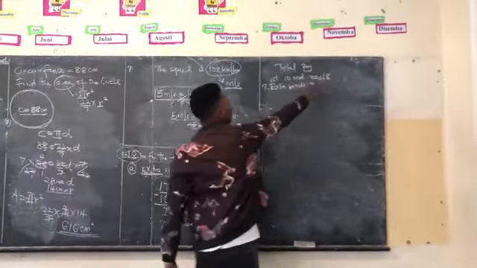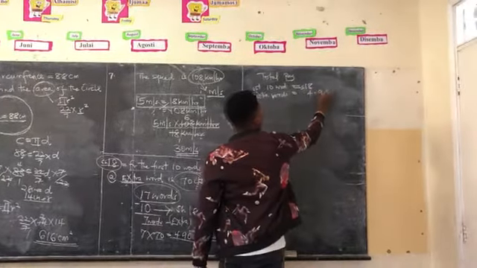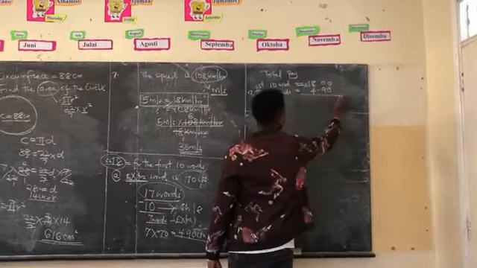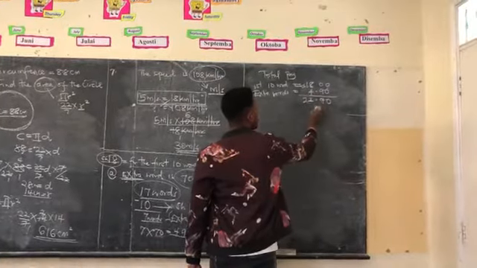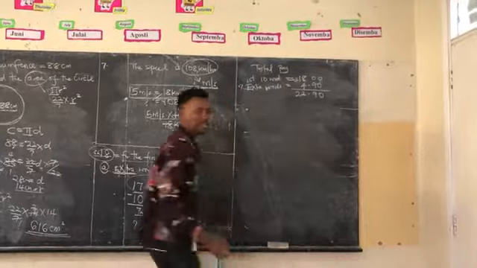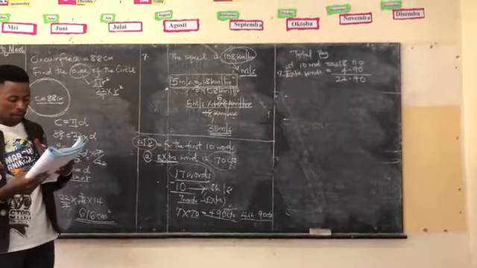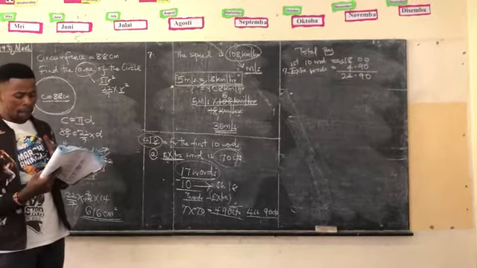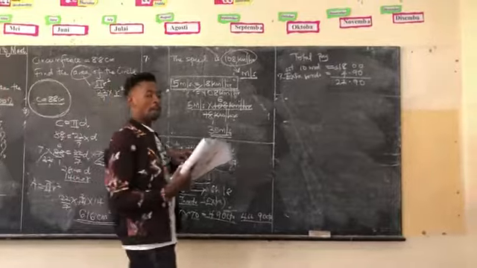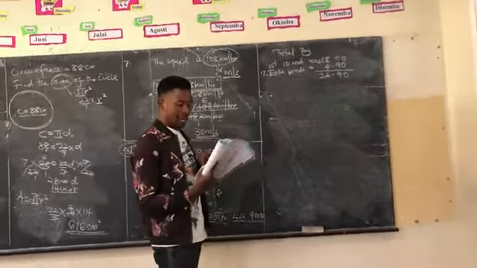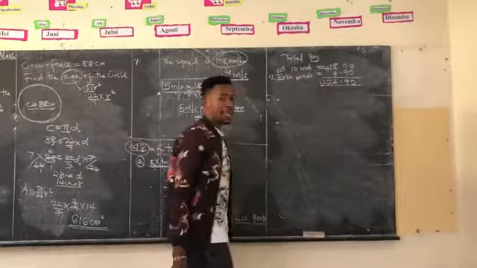So we add to 18 shillings. So 18 shillings plus 4 shillings and 90 cents will give you what? 22 shillings and 90 cents. But the question was, the total amount is rounded off to the nearest shilling. So the total amount is 22 shillings and 90 cents.